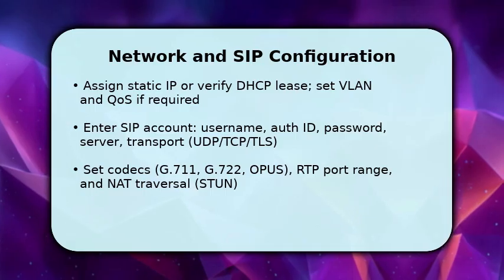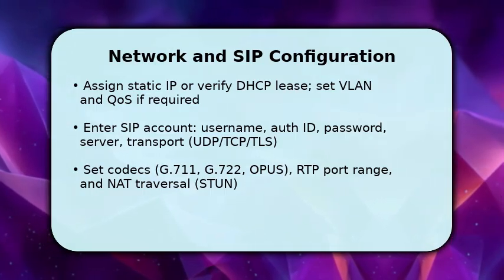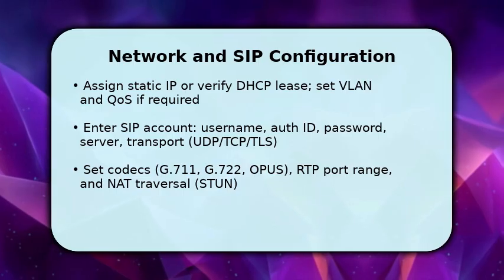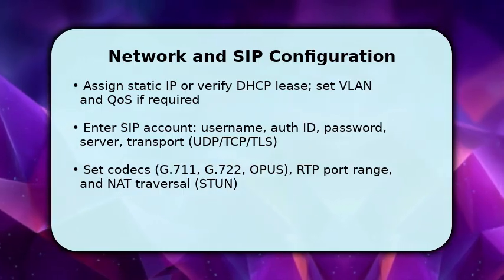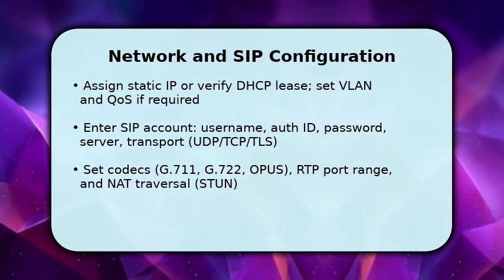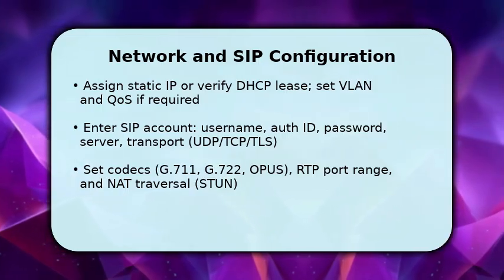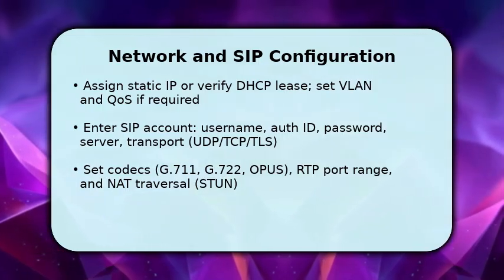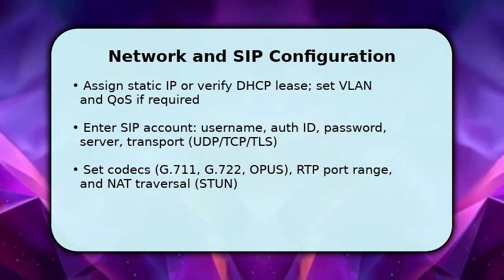Enter username, auth ID, password, server address, and choose transport. Use TLS for encryption when available. Finally, select codecs and configure RTP ports and NAT traversal with STUN so audio works through routers and firewalls.